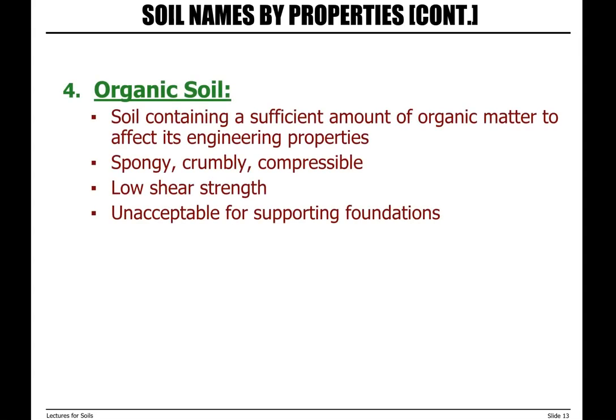And then the fourth name that we use for soil material is organic soil, which is a soil containing a sufficient amount of organic matter, and the percentage should be high enough to affect engineering properties. So organic soil is a spongy, crumbly, compressible material that has very low shear strength, and it's not suitable for engineering application.